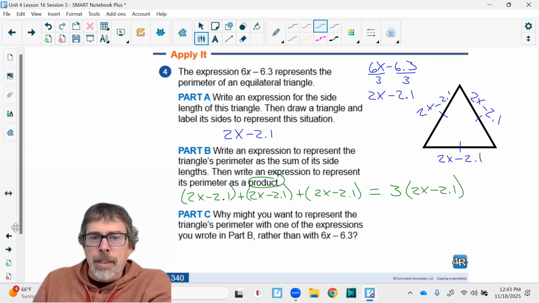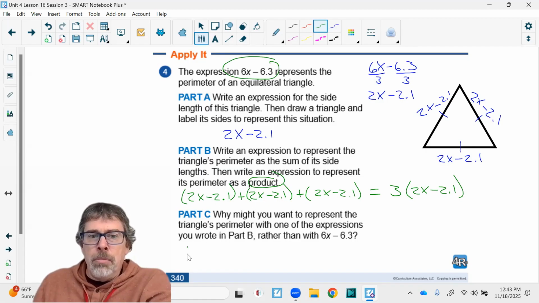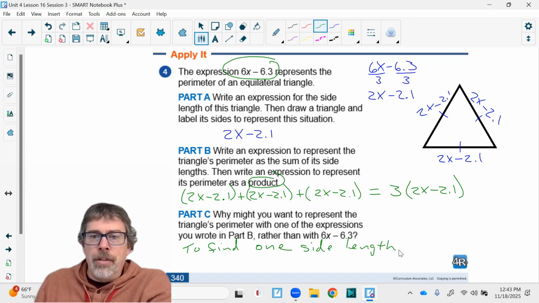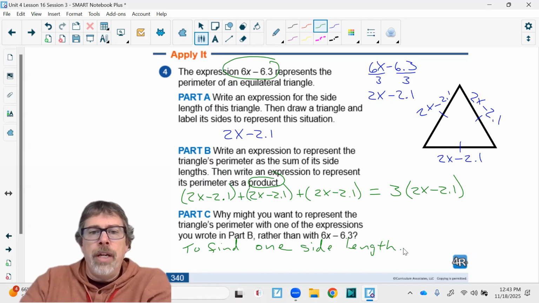Okay, part C. Why might you want to represent the triangle's perimeter with one of the expressions you wrote in part B rather than 6x minus 6.3? Well, if I wrote it this way instead of the way up here, it would be because I wanted to find one side length without dividing the total perimeter by 3. Okay, so that's why you might want to do that, just to know one side length.